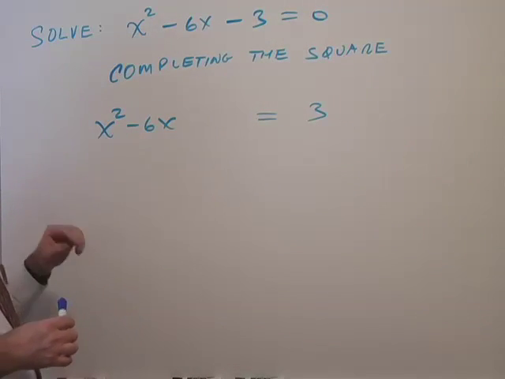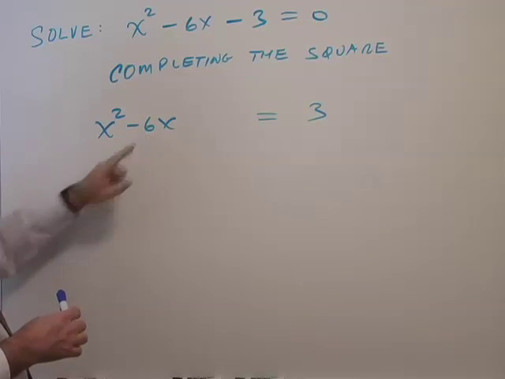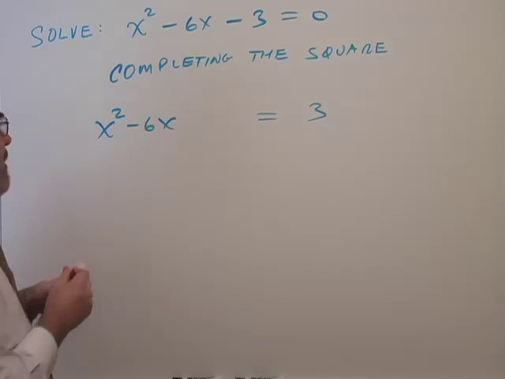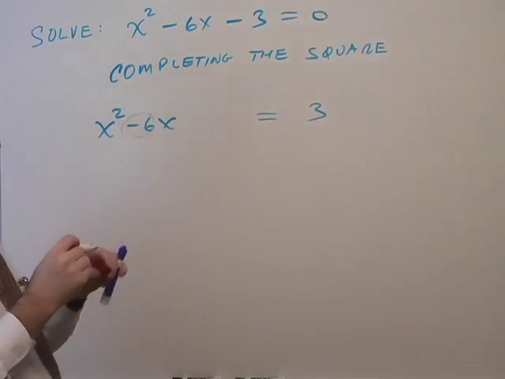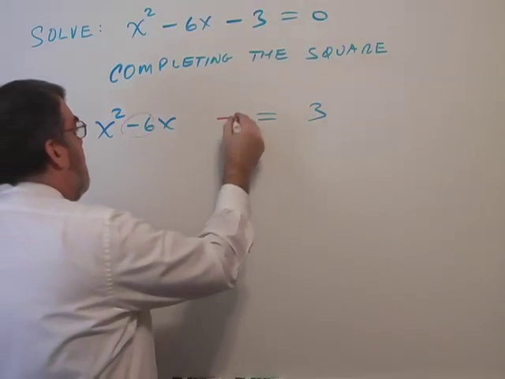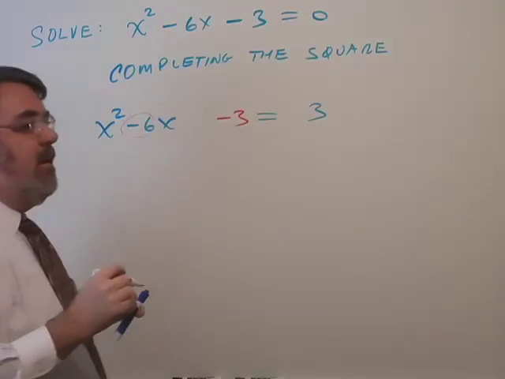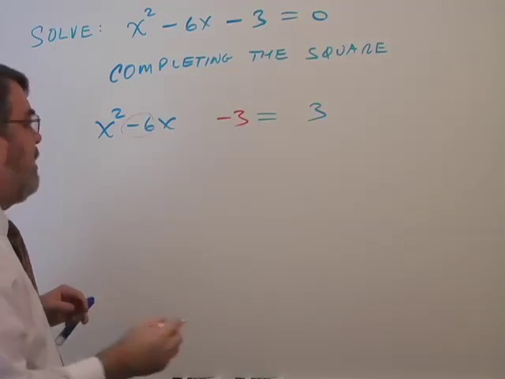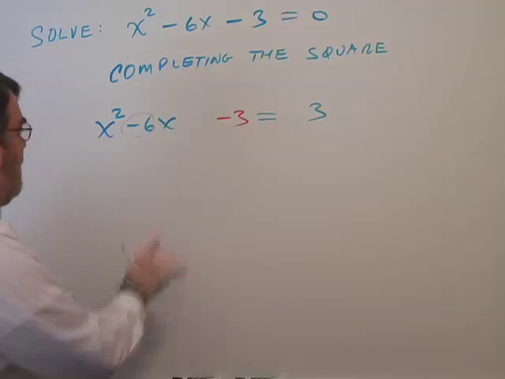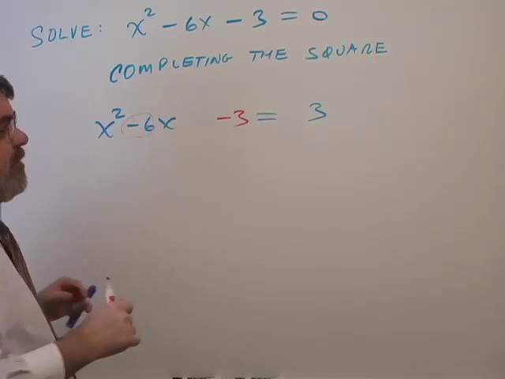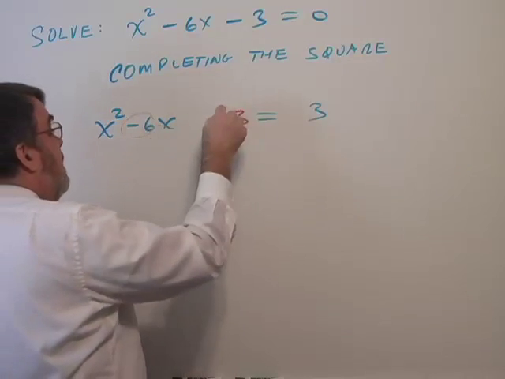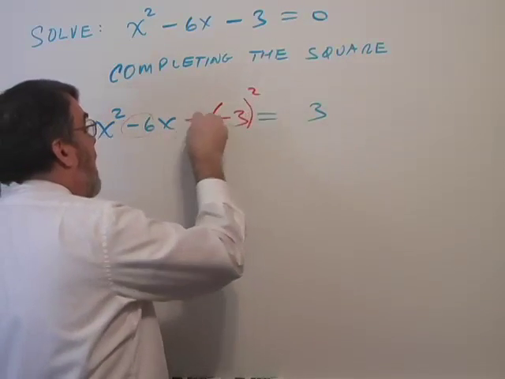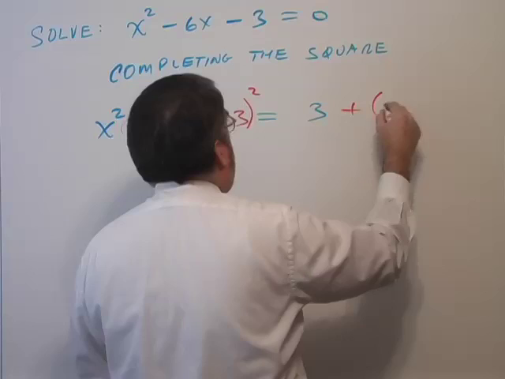Our next step is to take half of this number. Half of negative 6 is negative 3. And that 3 has nothing to do with that 3. It came from half of this coefficient. And what am I going to do with it? I'm going to square that negative 3 and add it to both sides of the equation.